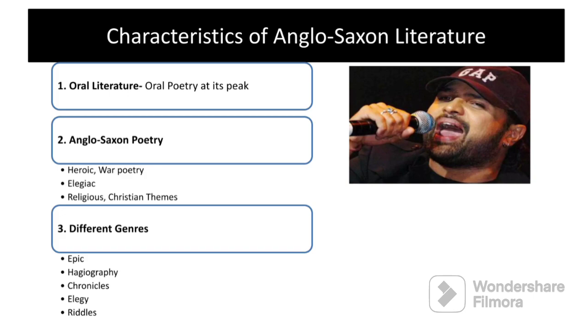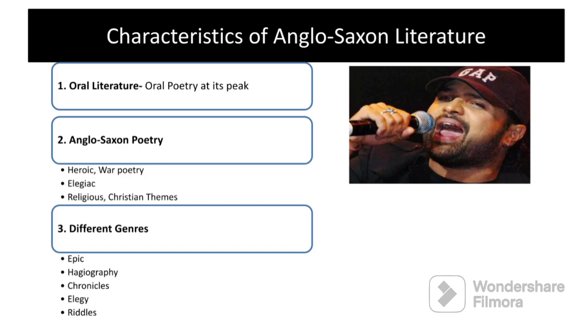Anglo-Saxon poetry focused on three themes. First, the theme was heroic. They mainly wrote war poetry, and sometimes they were elegiac as well. Elegiac means when we write a sad poem on someone's death or some dear one's loss, when we lose someone who is very dear to us, a friend or a family member, and then we write a song about it, commemorating the death of some loved one.